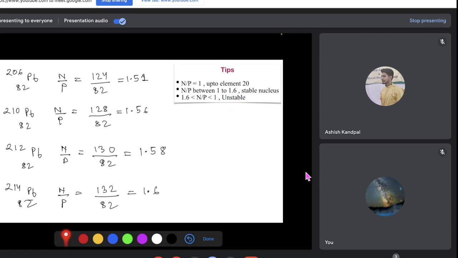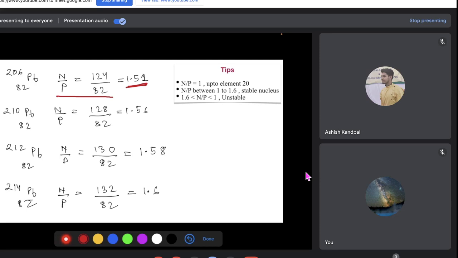So for the given question, we are given 4 different isotopes, and I have written here the ratios corresponding to them. So the N upon P ratio for lead-206, 206 Pb 82, will be 124 upon 82, that is 1.51. And similarly, if you calculate the N upon P ratio for all of them, you will get to know which is closest to 1.